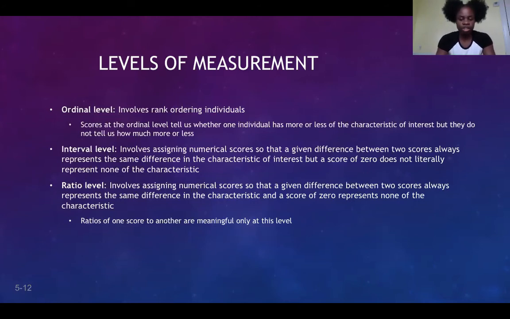Ratio level measurements involve assigning numerical scores so that a given difference between 2 scores always represents the same difference in the characteristic, and a score of 0 represents none of the characteristic. An example of a ratio level type of measurement would be height and weight.